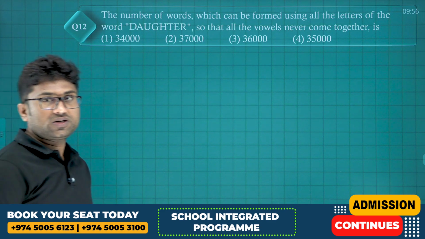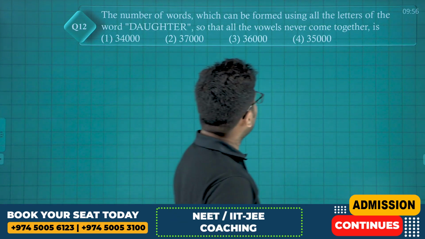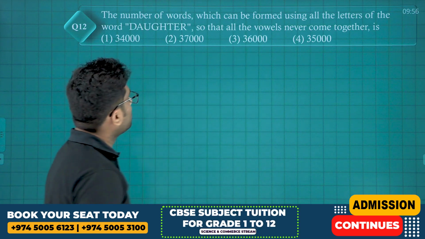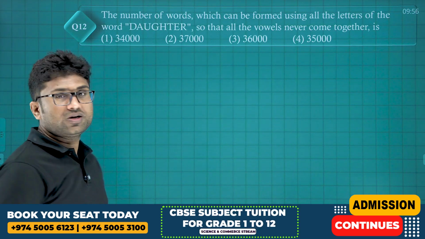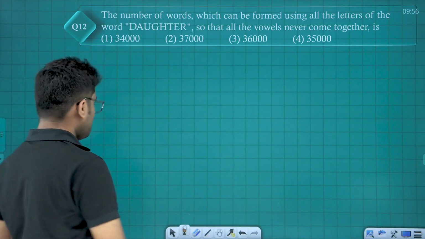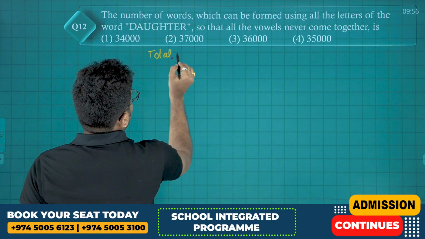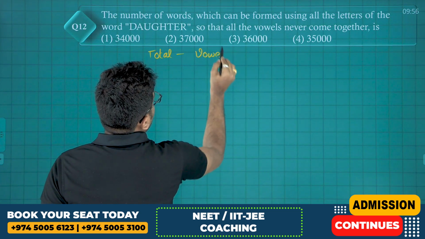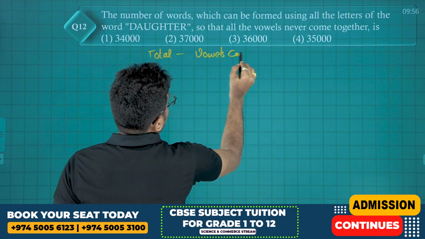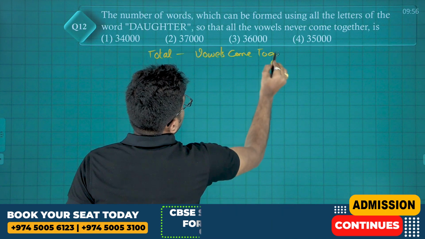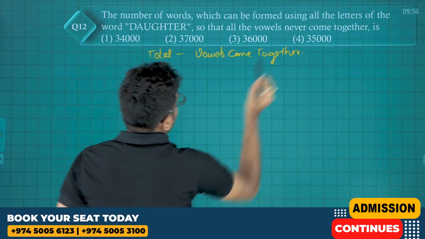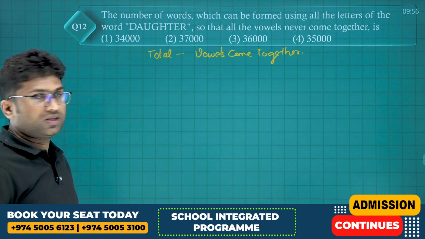Next, number of words which can be formed. A very simple question from permutations and combinations, friends. Using all the letters of the word daughter so that all the vowels never come together. Total minus vowels come together. Simple. Total number of permutations, total minus vowels come together.